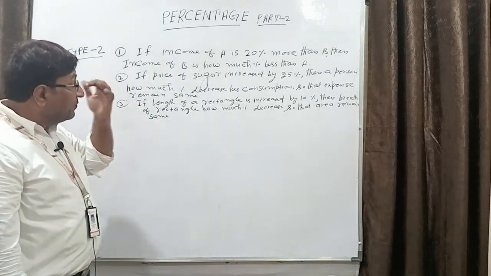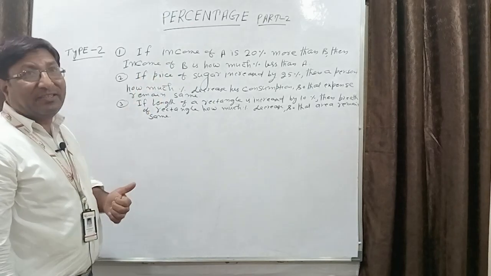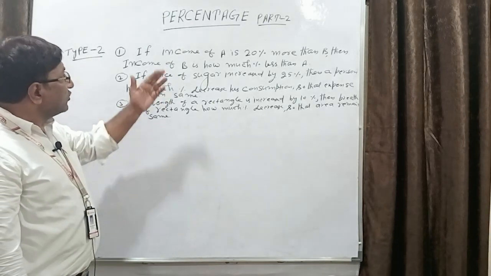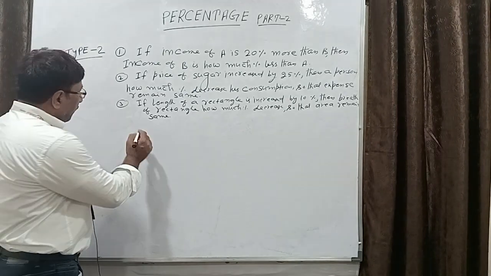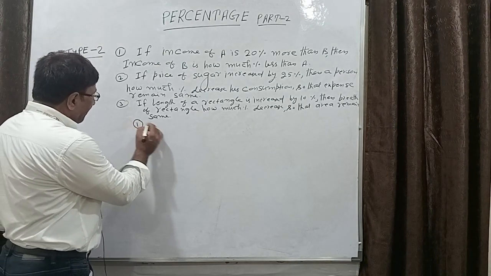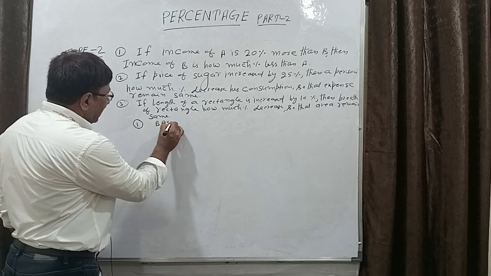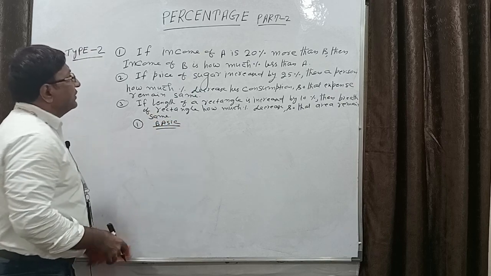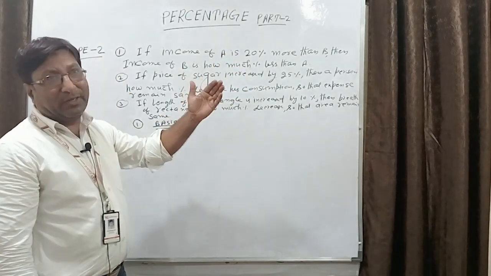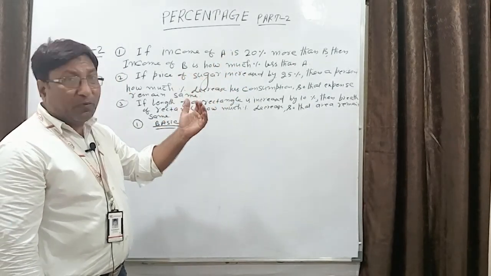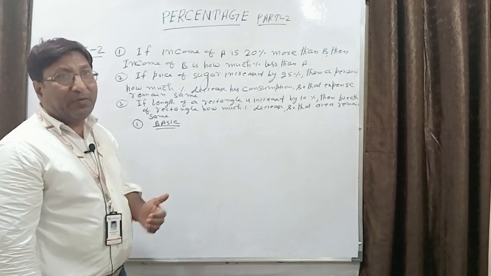So this is a very important question. In many examinations this type of question generally comes. So we will solve this question by two methods. First we see the first question by the basic concept. So what is the basic concept for this question? Income of A is 20% more than B. So if we know income of B, we can find income of A easily.